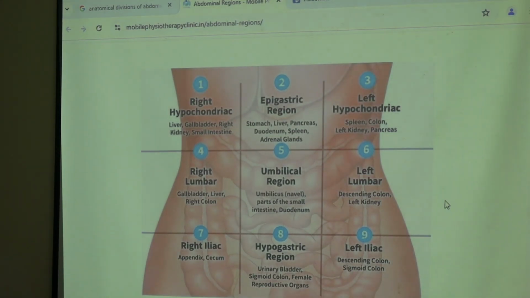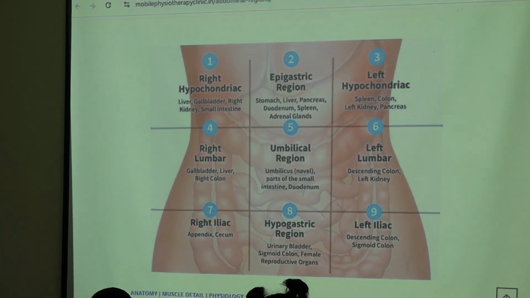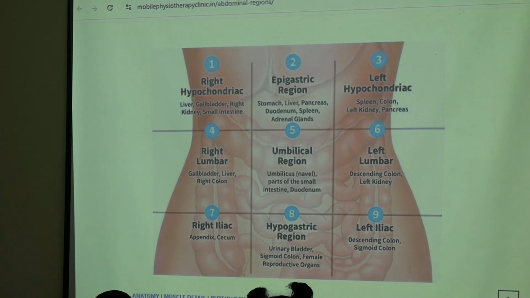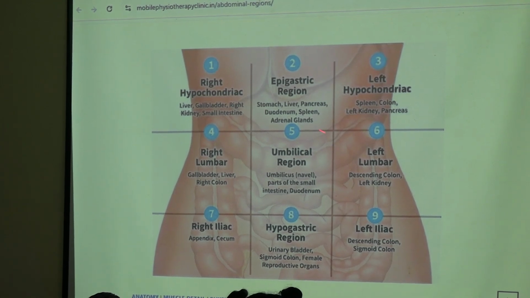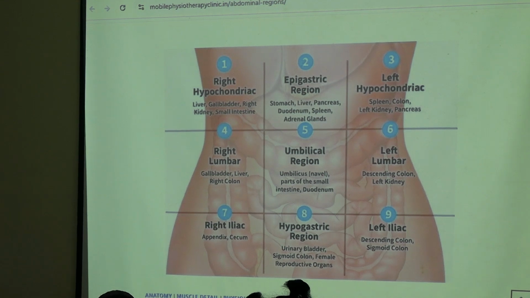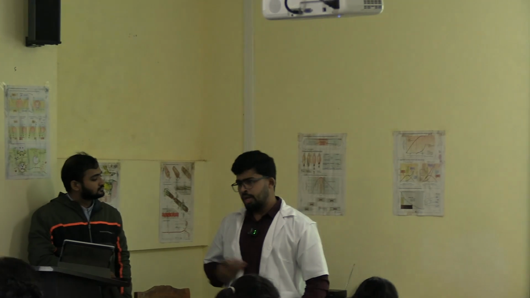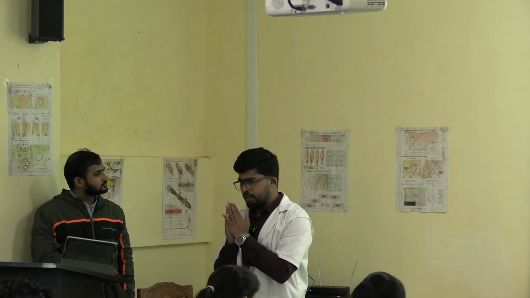You also have to know what organs are present in every region of the abdomen. As I have already told you, in the epigastric region there is the presence of the stomach. Then the liver basically lies in the right hypochondriac region. There are 2 lobes of the liver, the right lobe and the left lobe. The left lobe basically extends into the epigastric region also.